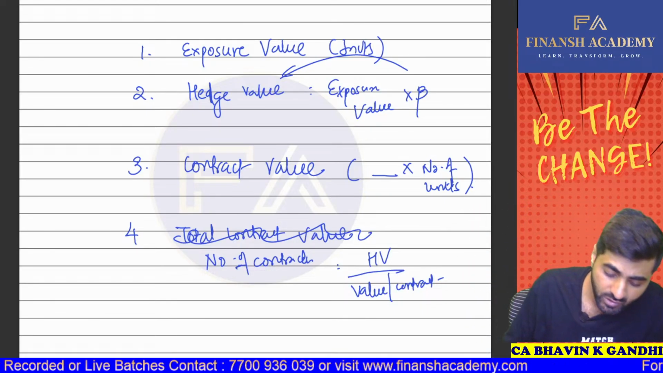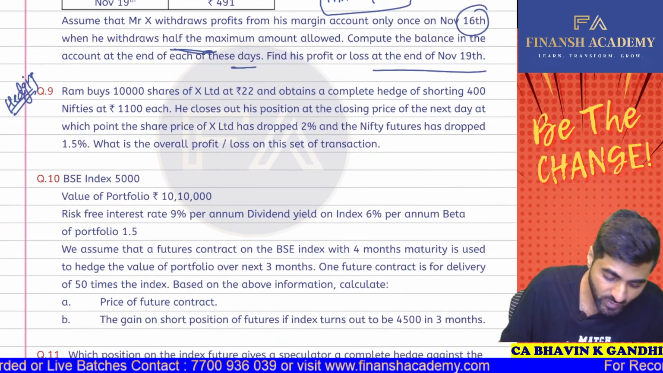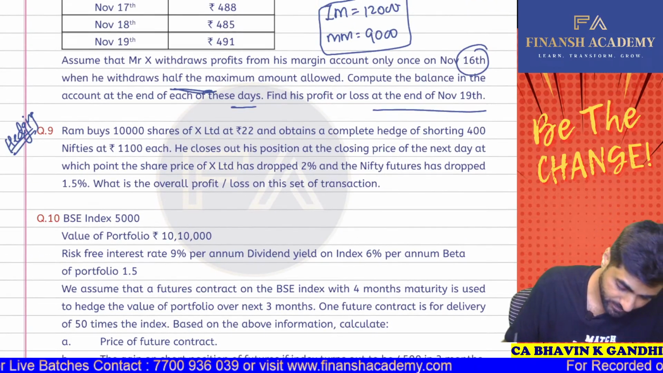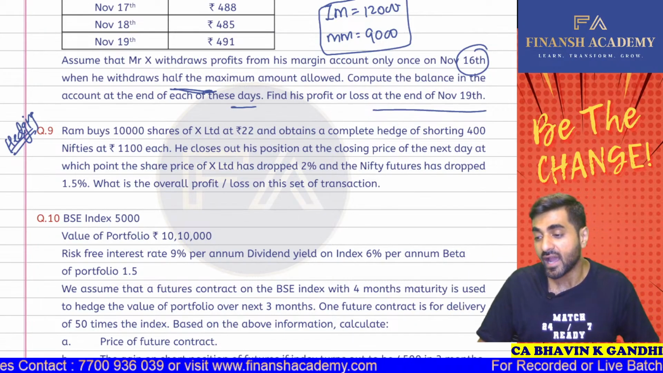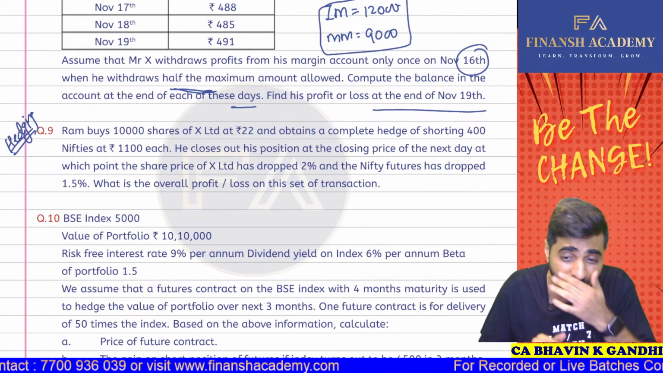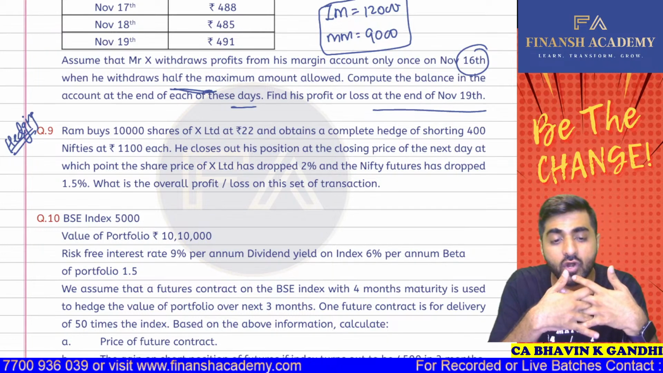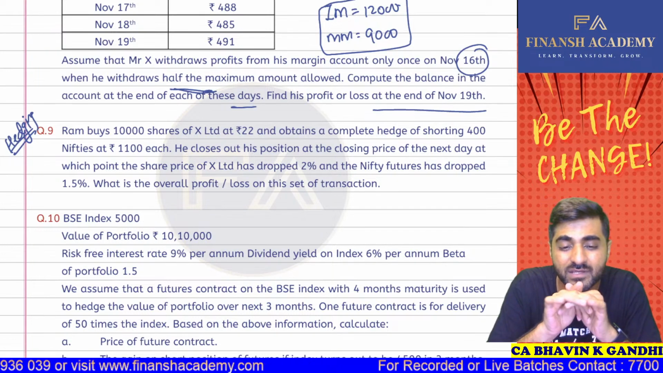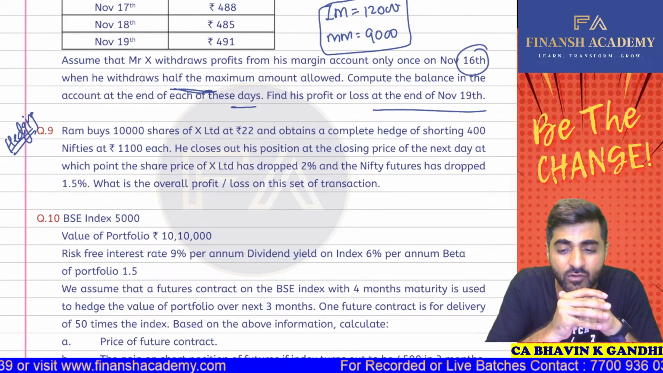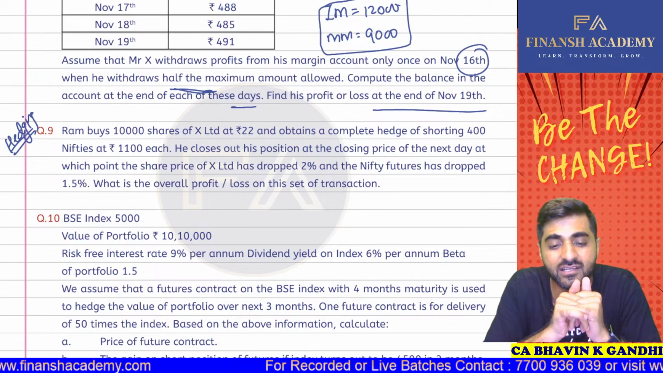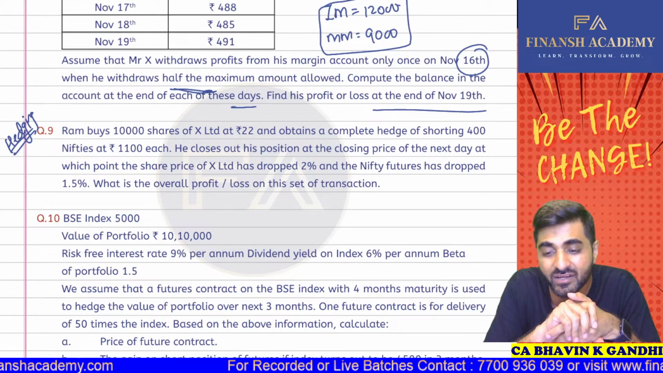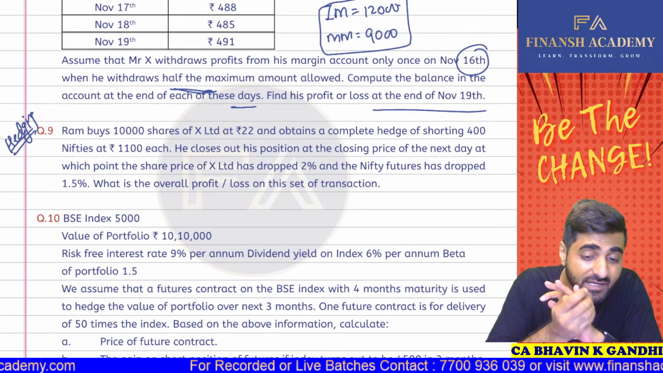Now let us revise this question. Question number 9. Now Ram buys 10,000 shares of X at what price? At rupees 22, and obtains a complete hedge by shorting 400 Nifties at rupees 1100 each. He closes out his position at the closing price of the next day, at which point the share price has dropped 2% and the Nifty futures has dropped 1.5%.